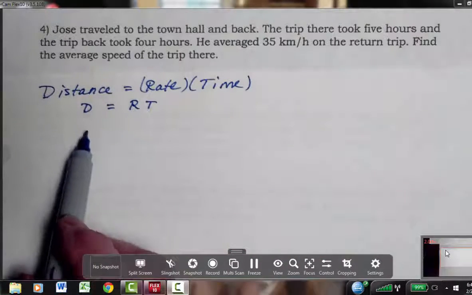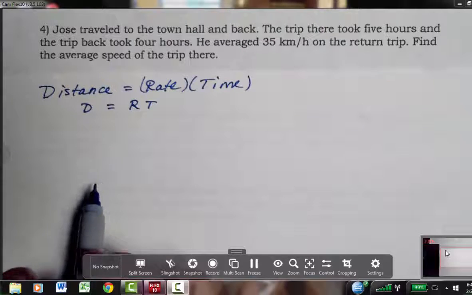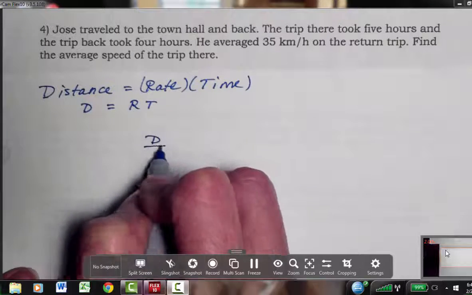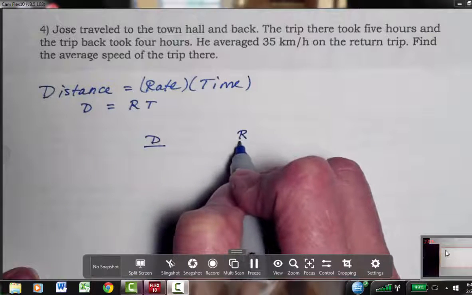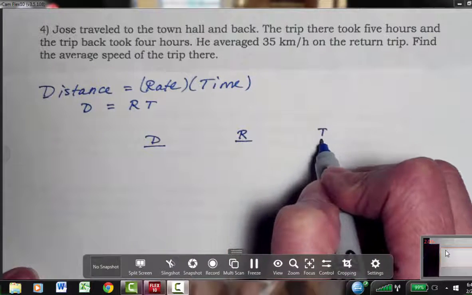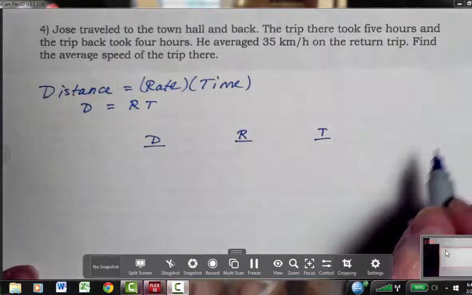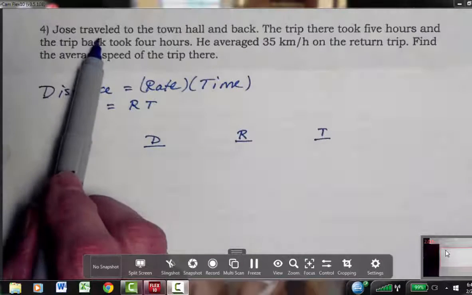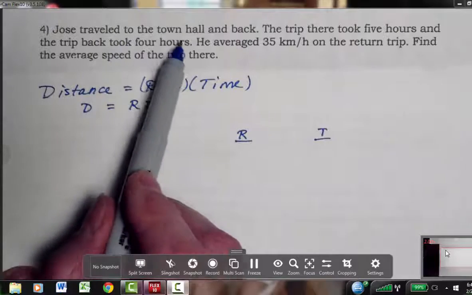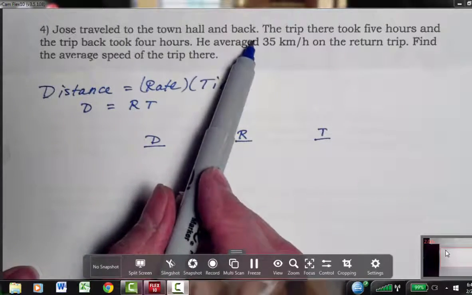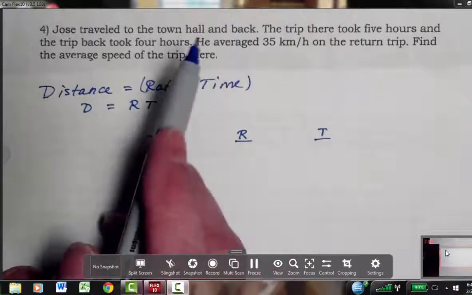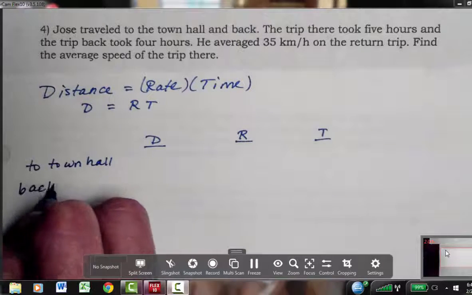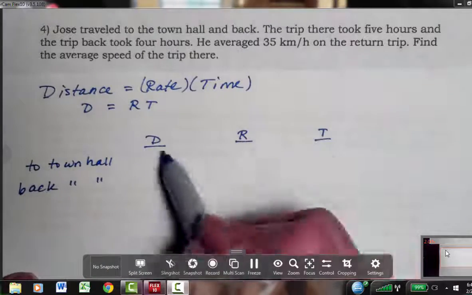To solve any of your DRT or uniform motion problems, the best way to do this is to make yourself a chart. So you're going to have a column that is your distance, a column that is your rate, and a column that is your time. Now we're going to be reading the story problem here, and we have Josie traveled to the town hall and back. So this is telling us where we're traveling. So to the town hall and back from the town hall. Then we start filling in these columns.